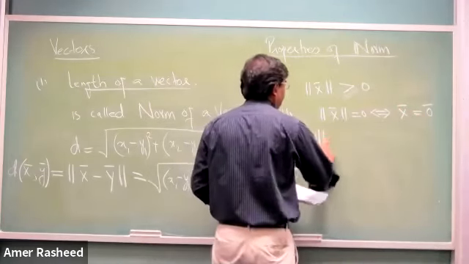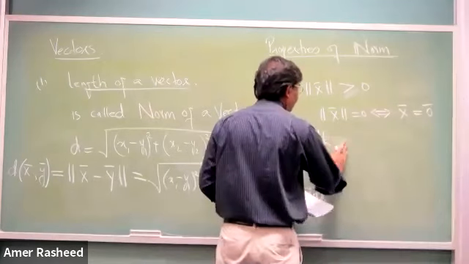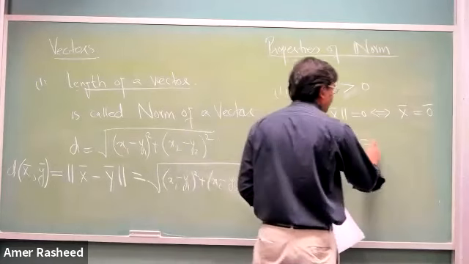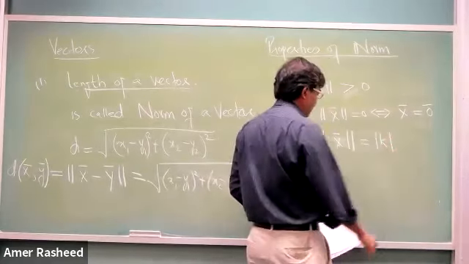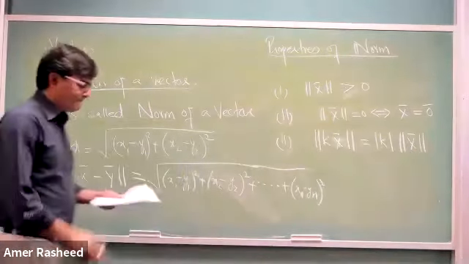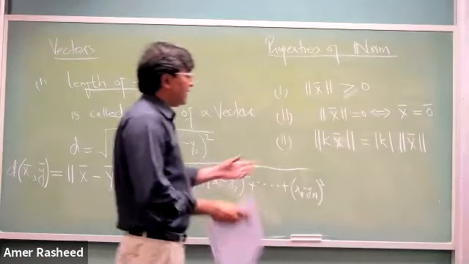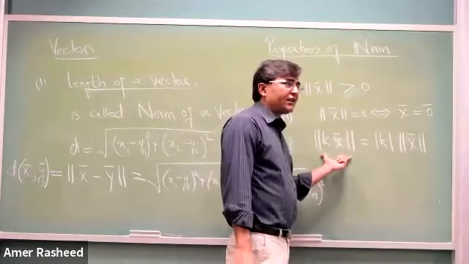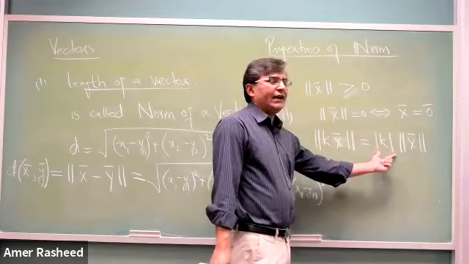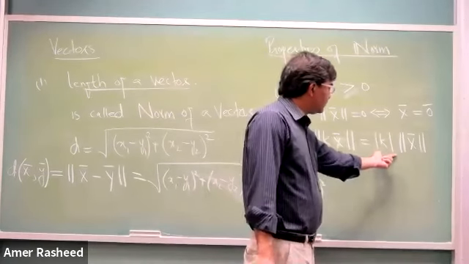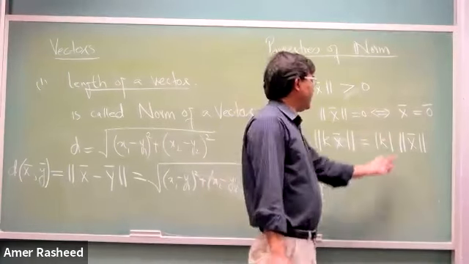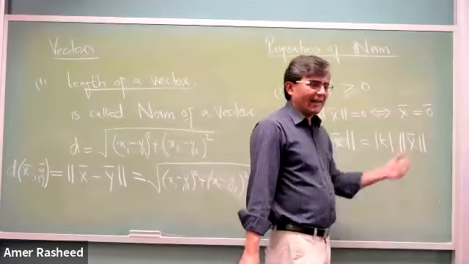The third property is that for some scalar times some vector, the norm of a scalar multiple of a vector is equal to the absolute value of that scalar times the norm of that vector. Because this length is always positive, and it might be possible that the scalar is negative, that's why we put an absolute value on the scalar, because we have to make it positive. Lengths are always positive, times the length of that x vector.